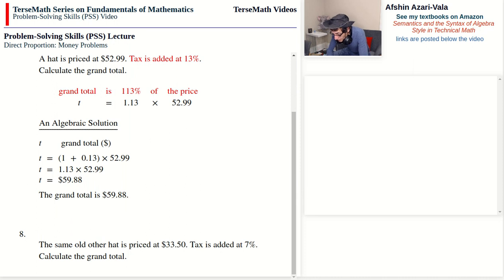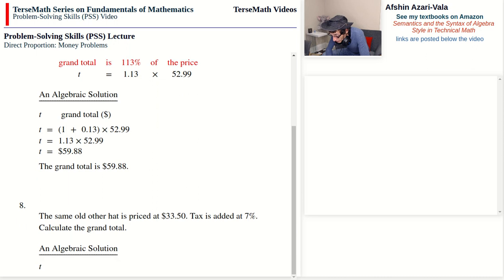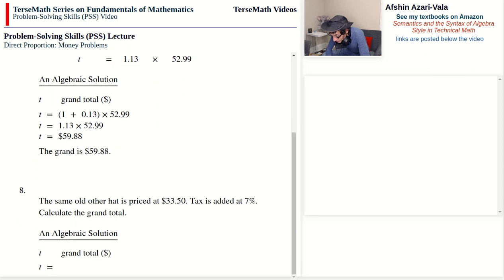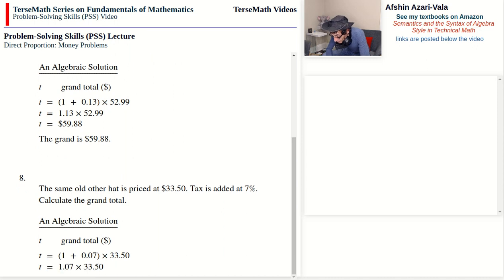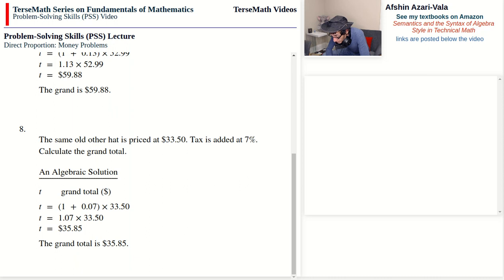Okay, problem 8, the same old other hat is priced at $33.50. Tax is added at 7%. Calculate the grand total. Now in this case, we argue that the grand total is 107% of the price. So T is equal to 100%, which is 1, plus 7%, which is plus 0.07 of the price, which is $33.50. And we end up with 1.07, that would be 107% of $33.50, of the price. So the grand total comes to $35.85.